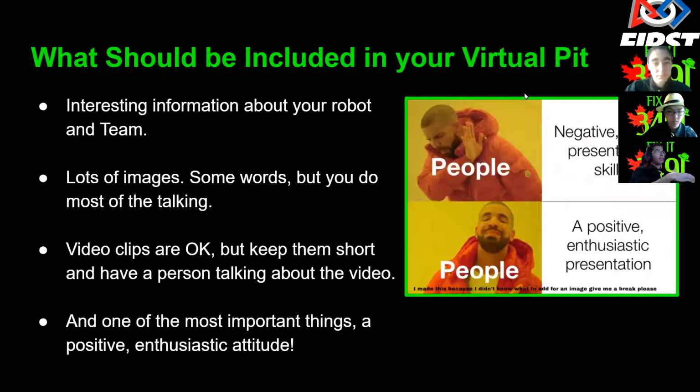Now, what should be included in your virtual pit? Your pit should have all necessary or interesting things about your robot and team. That'll be like a cool, fancy mechanism that your team designed, or an interesting outreach event that you ran. And you need quite a bit of images. Don't go crazy with images, but have enough photos to show your robot from a few angles, and your mechanisms and key aspects in all the photos you take. And CAD photos are widely encouraged as well.